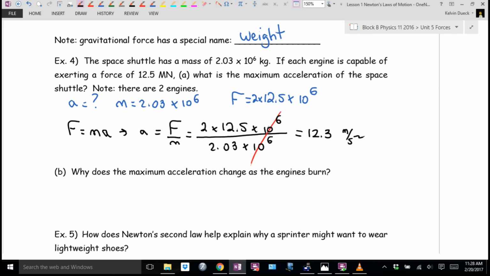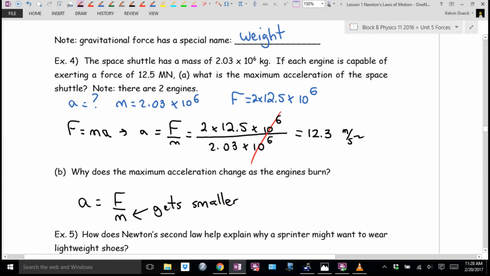And if your fuel burns in this equation here, what number is getting smaller? Mass. Because you're burning fuel. And as that number gets smaller, but the force stays the same because the engines are still at full output, if you divide by a smaller number, what happens to your new answer?